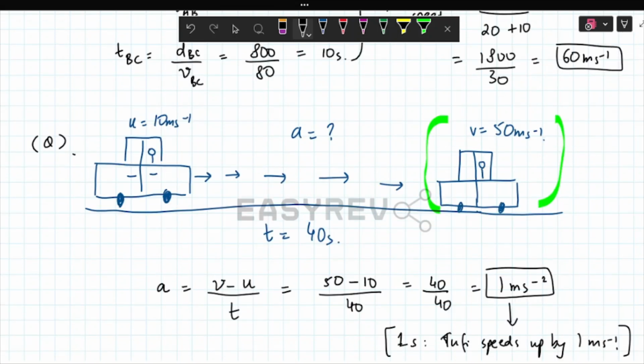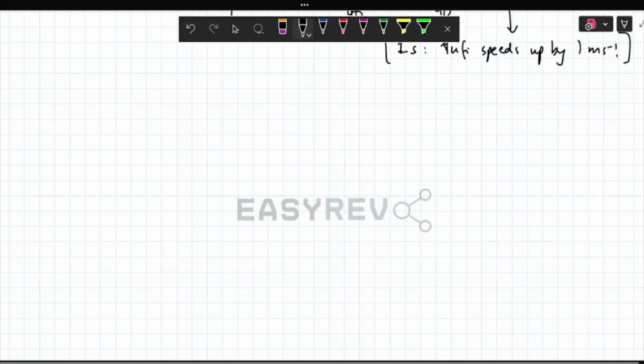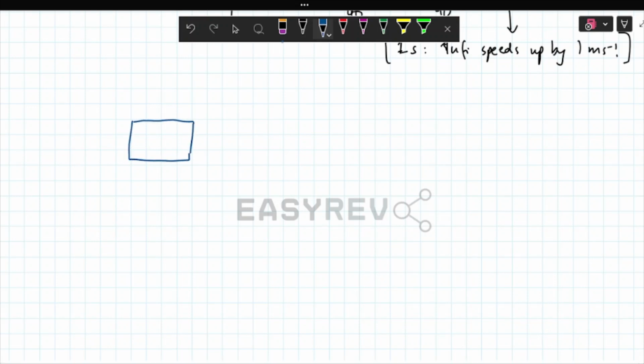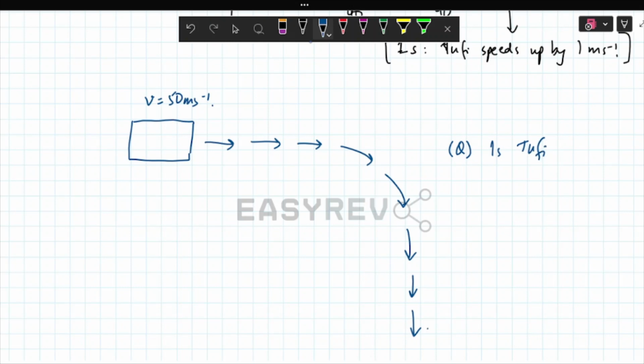Great. Now let's suppose Tufi continues to move with the same speed of 50 meters per second. Let's in fact suppose we're looking at his car from above. That's his car right here. And he's moving with the same speed of 50 meters per second and maintains it. And suppose that instead of moving in a straight line, he encounters a turn and so changes his direction like this. Now the question we have isn't numerical over here. It's quite straightforward. In fact, it's a yes or no question. Is Tufi accelerating here? Yes or no?